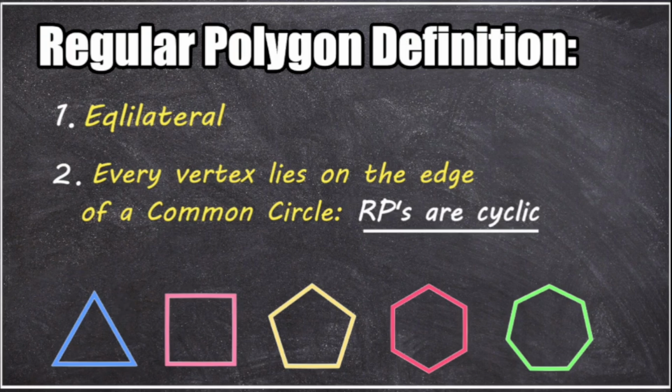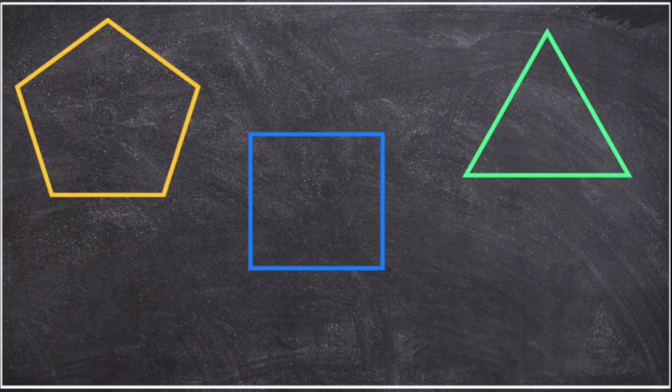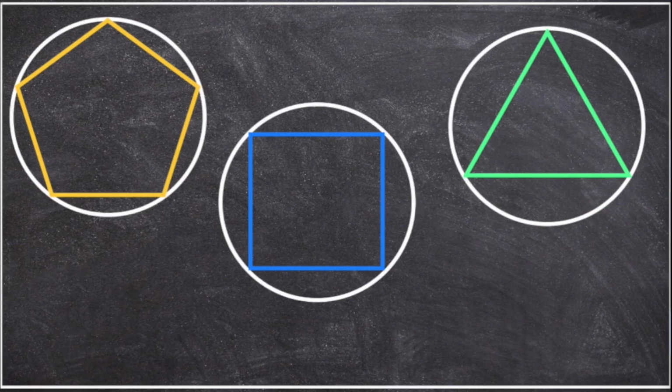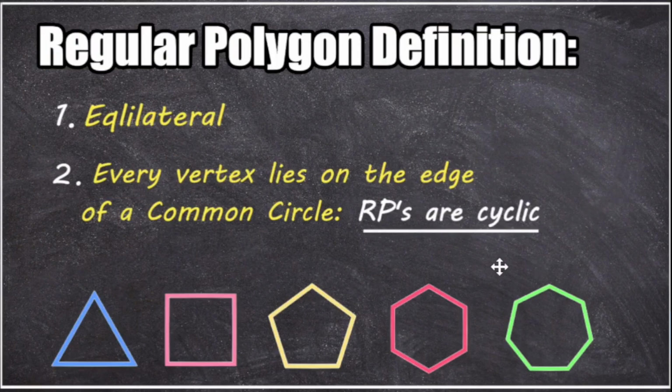We can see this is true if we just look at a few examples. We've got these three regular polygons, the pentagon, the square, and an equilateral triangle. And if I place them in circles of a specific size, you can clearly see that each corner, or vertex, of each of the regular polygons lies on the edge of the circle that they're sitting in. In fact, any polygon that has this property, where each vertex lies on the edge of a common circle, is called a cyclic polygon. But these specific ones have their own property because each edge of the polygon is of equal length. And for that reason, regular polygons are cyclic.